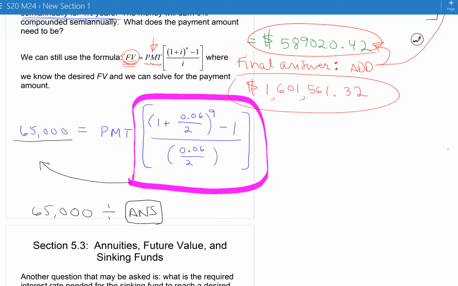So if you do this calculation, you should come up with 6,398.20. So this is the amount of payments that should be made semi-annually for 4.5 years, so that you will have accumulated $65,000 at the end of the time period.